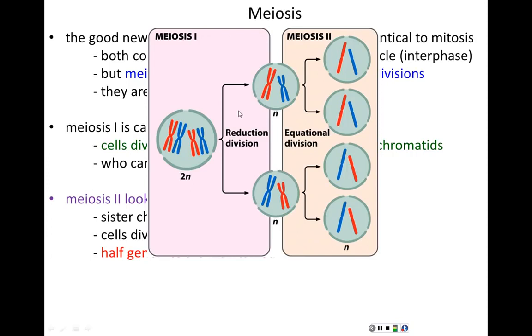Let me explain it this way. I think hopefully it'll make a little bit more sense. Here is our initial cell. This is a diploid cell. I have one large red chromosome from my father and one large blue chromosome from my mom. They're a homologous pair. They're similar but not identical. I have one smaller red chromosome from my father, one smaller blue chromosome from my mother. This is also a homologous pair. Now this cell has already undergone interphase, so DNA replication has occurred.